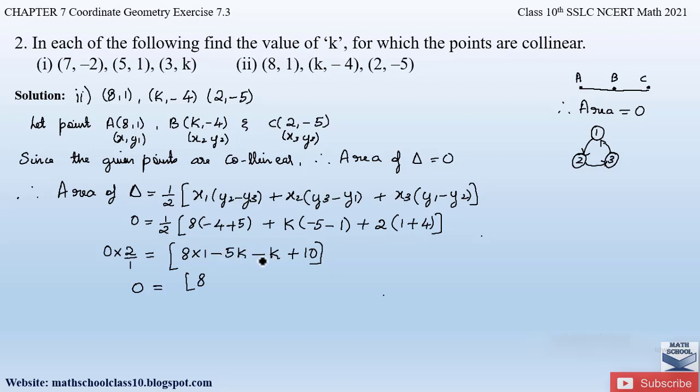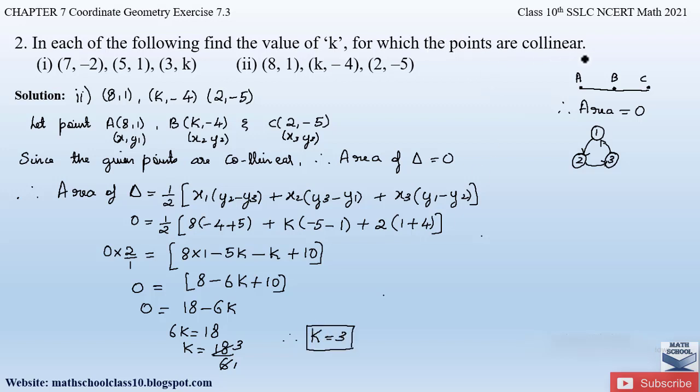So here we have to add with a minus sign. So 5 plus 1 is 6. So here we are going to get minus 6k plus 10, right? So 8 plus 10 is how much? 0 is equal to 18 minus 6k. So let us send this minus 6k to the other hand side. So we are going to get 6k is equal to 18, or k is equal to 18 by 6. So 6 one time, 6 threes are 18. So therefore we got here k value as equal to 3, for which the points are collinear, right?